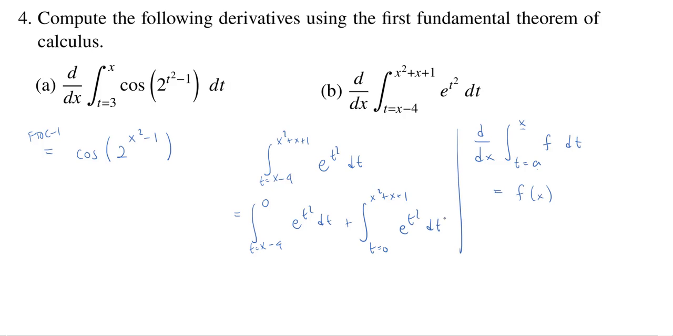Okay, and we have a rule which is telling us if we integrate from a to b some function, and then we integrate from b to c that same function, this is the same thing as integrating from a to c. All right, so this really is going to give us the same thing. We go from x minus 4 to 0, and then from 0 to x squared plus x plus 1. That's the same as going from x minus 4 to x squared plus x plus 1.